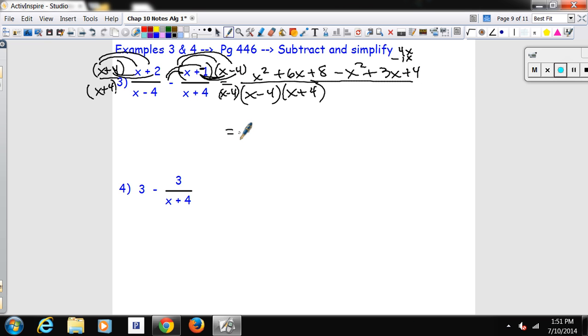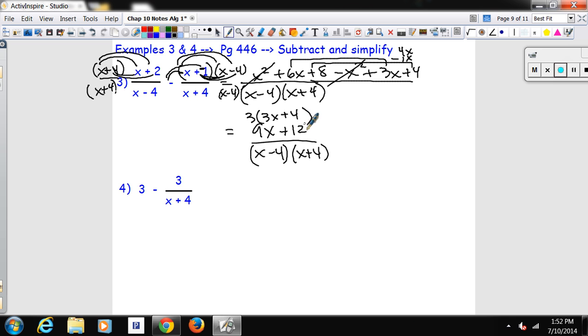Just combine any like terms. These x squareds will cancel out. 6x and 3x is 9x. 8 and 4 is 12. Over x minus 4, x plus 4. And you could actually take a 3 out of those, because there's a common factor of a 3. You'll end up with 3 times x plus 4. That would be a little bit more reduced fraction.